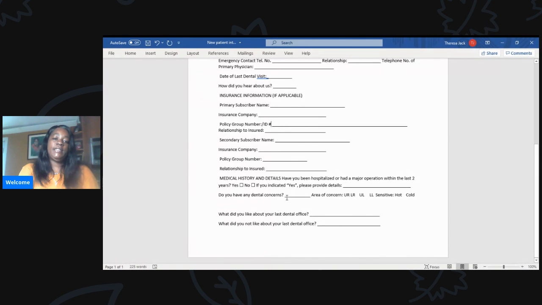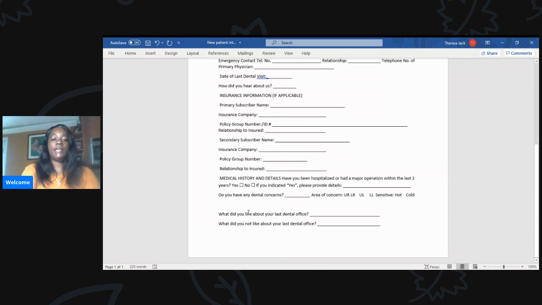Do you have any dental concerns? Okay. Very important to know if your patients have any dental concerns before they're walking into the office. They may tell you, yeah, I had a crown about a couple of years ago and it fell off. Okay. Great information to know. What area is this, the area of concern? Is it the upper right, the lower right, the upper left, the lower left? Get as much detail as you can. Are you sensitive to hot and cold?